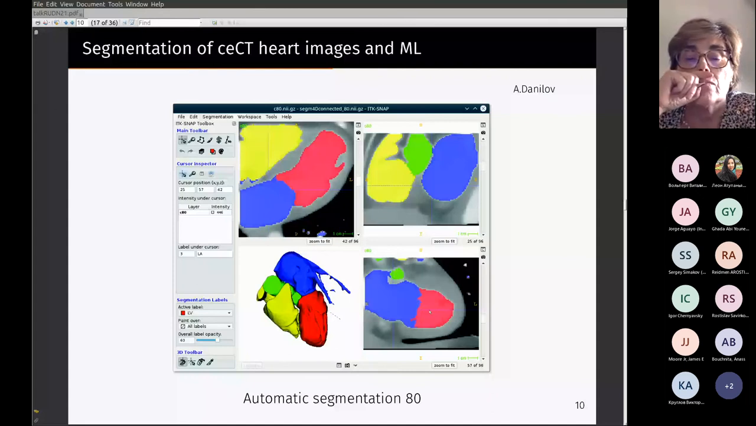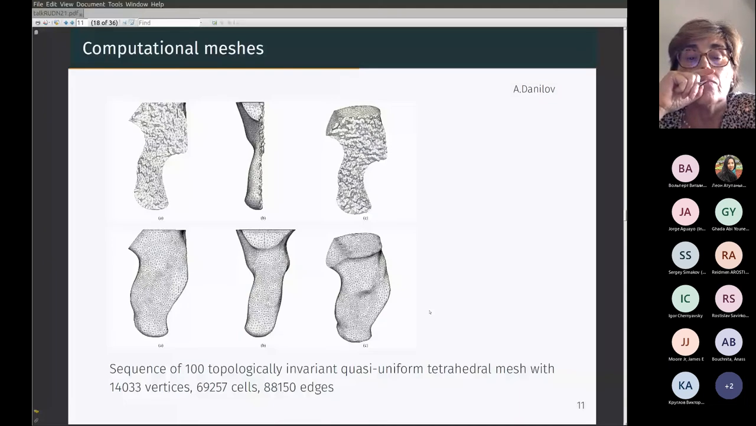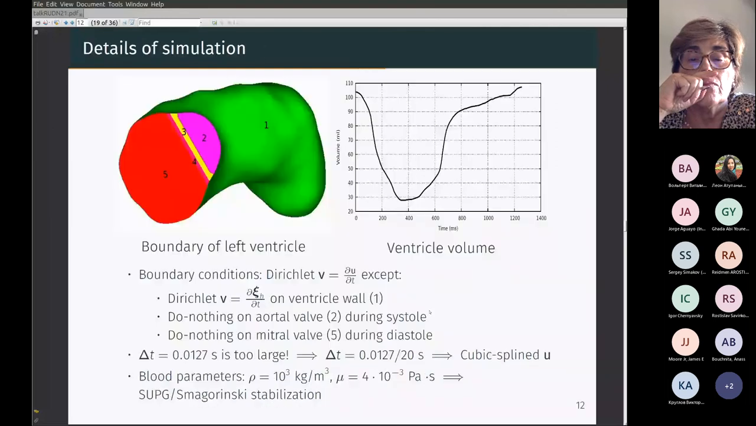and one can generate a set of topologically invariant tetrahedral meshes. One of these meshes is shown here in different cuts by different cutoff planes. This mesh contains approximately 70,000 tetrahedral cells. Now, the problem of simulation of the flow in the left ventricle is that the volume of the ventricle changes very quickly within the cardiac cycle. For instance, the right plot here shows that within approximately 100 milliseconds, the volume changes by 70%. This is a lot. And the flow velocities are quite high.